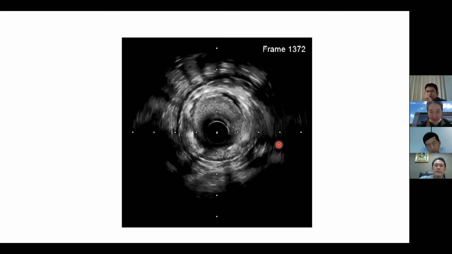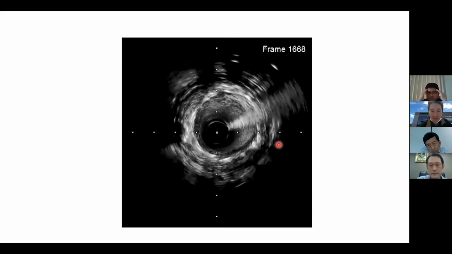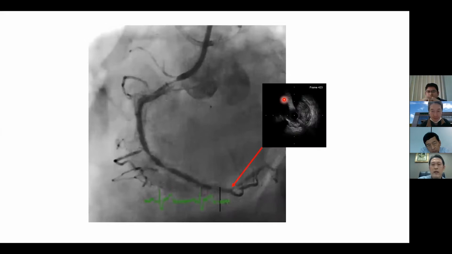And we realized that the distal RCA is very big, about 3.5 to up to 4 millimeter. And this is the IVUS, again, I will show you that. This is a PL branch. And this is an IVUS probe.